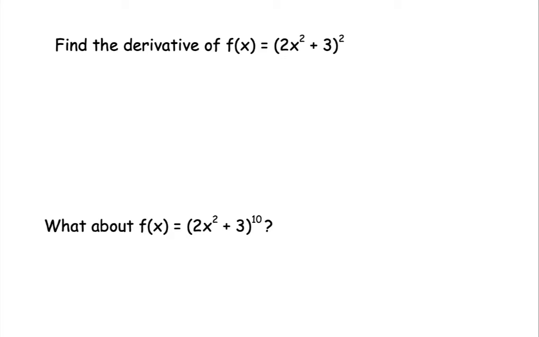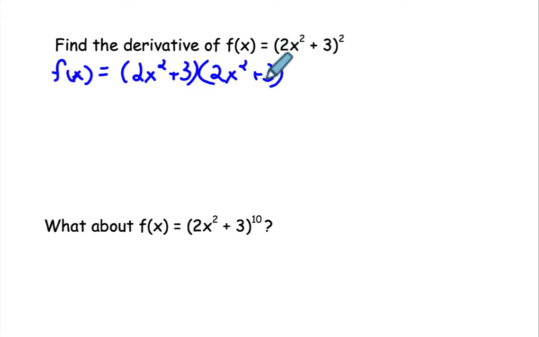For our first example, we're just going to review how to find the derivative of a function using our rules of differentiation. So in this first example, we have f of x is equal to (2x squared plus 3) squared. The only way we know how to work this out right now is to take 2x squared plus 3 and multiply it by itself. Using the full method, we can simplify this expression to 4x to the fourth, plus 12x squared plus 9.